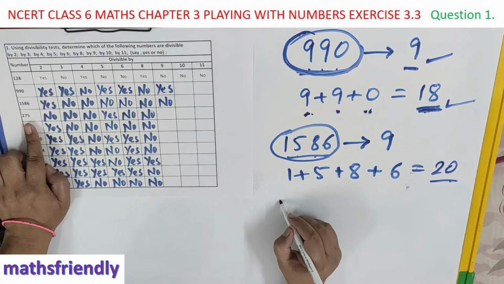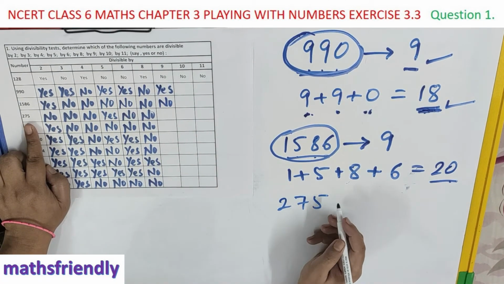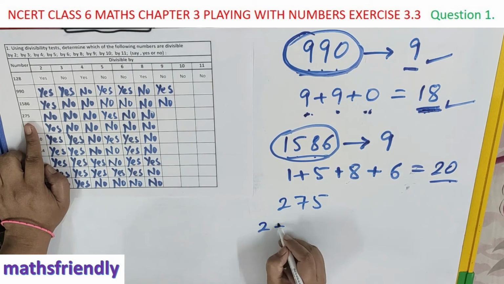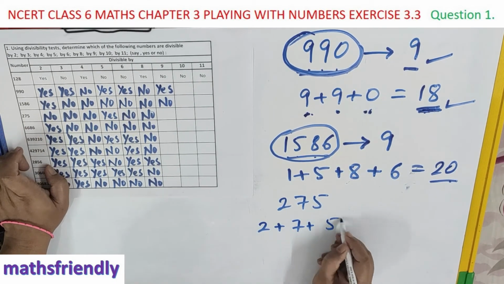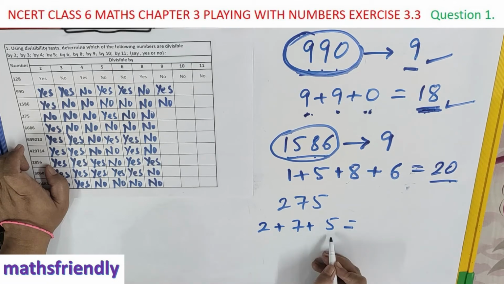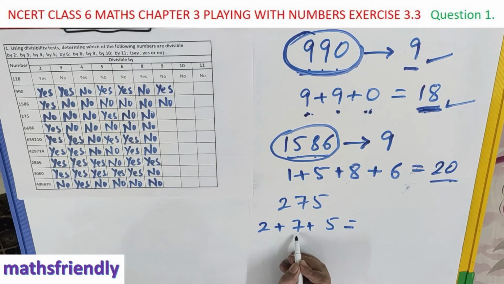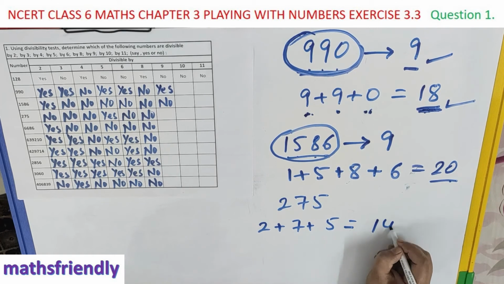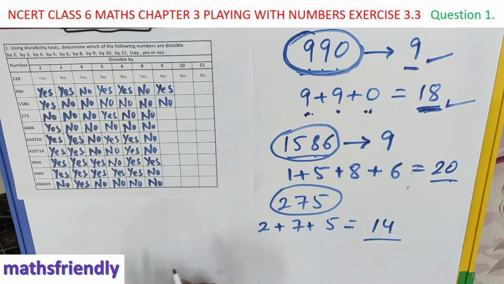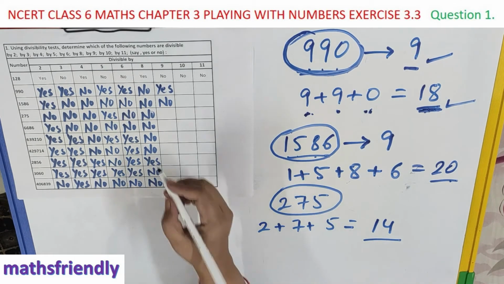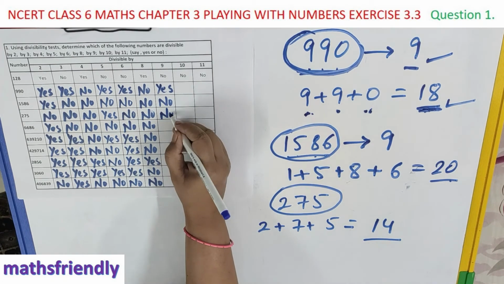Now what is the next number? The next number is 275. So what we have to do? We have to add the digits of the number. What is the sum of the digits? 2 plus 7 is 9, 9 plus 5 is 14. Is 14 divisible by 9? No, 14 is not divisible by 9. So this number is also not divisible by 9, so we will write it here no.